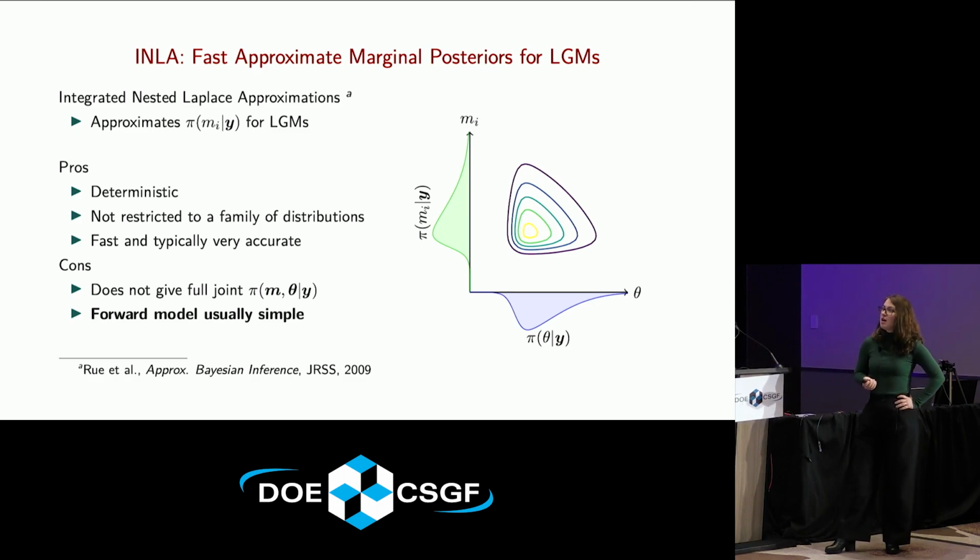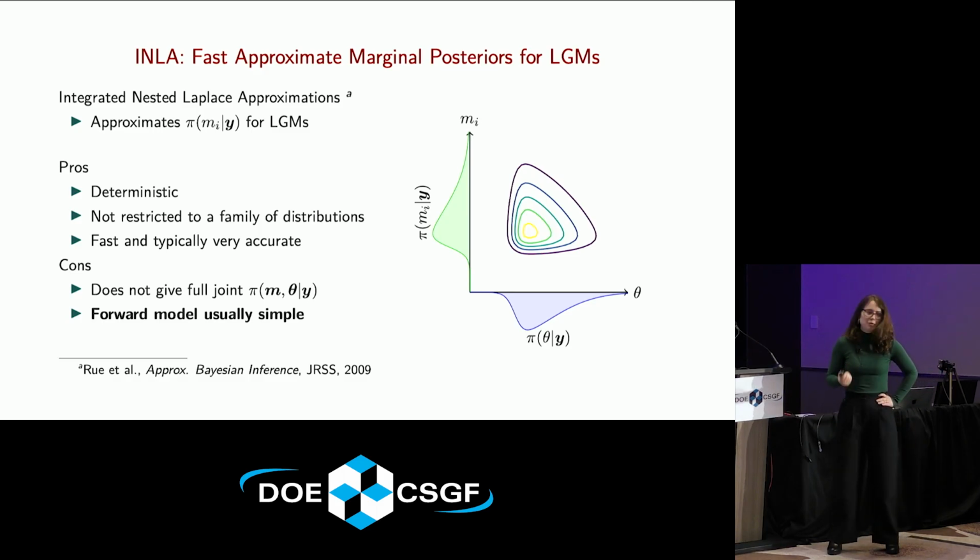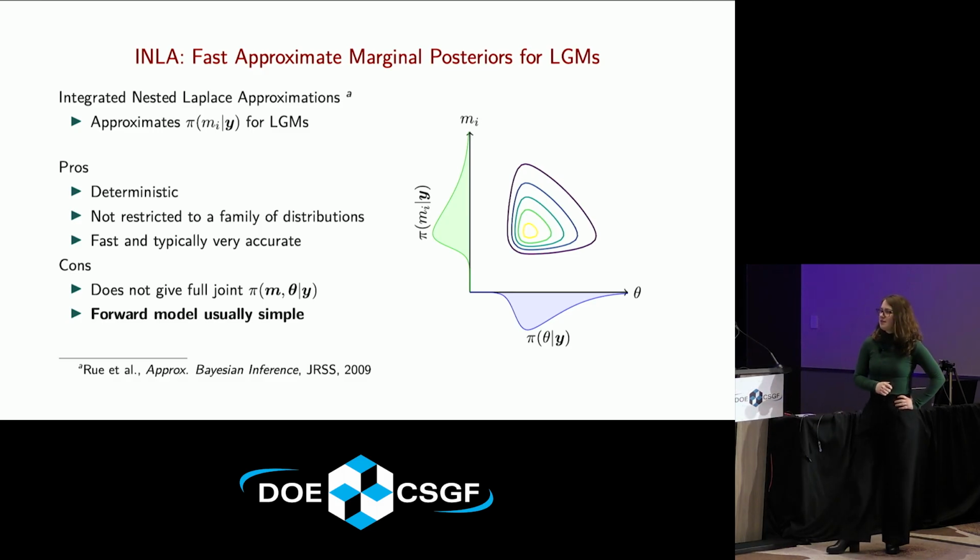The cons are that it does not give me the full joint or a good approximation to the full joint. Looking here on the right, the full joint would be this contour plot that we get from Bayes' rule. And what I'm really going to get out of INLA is this green plot on the left, which is just projecting out the dependence on theta and projecting out all the other m's. So again, I'm only going to get one-dimensional distributions from this.